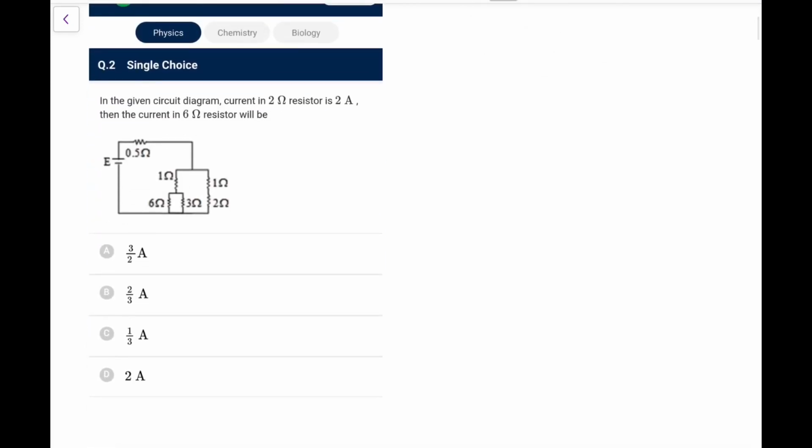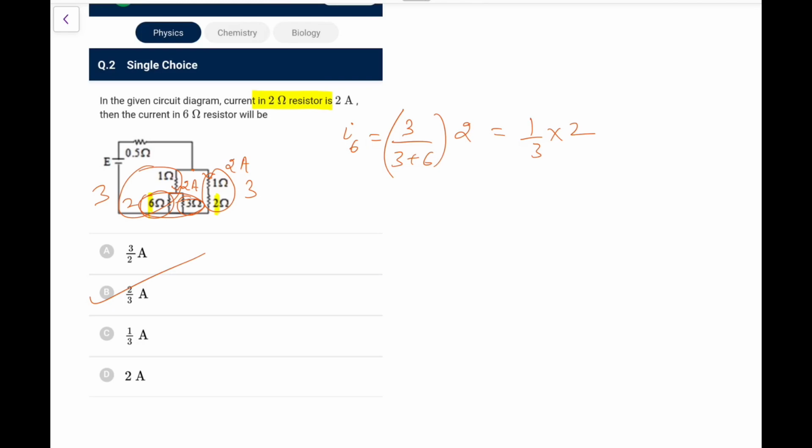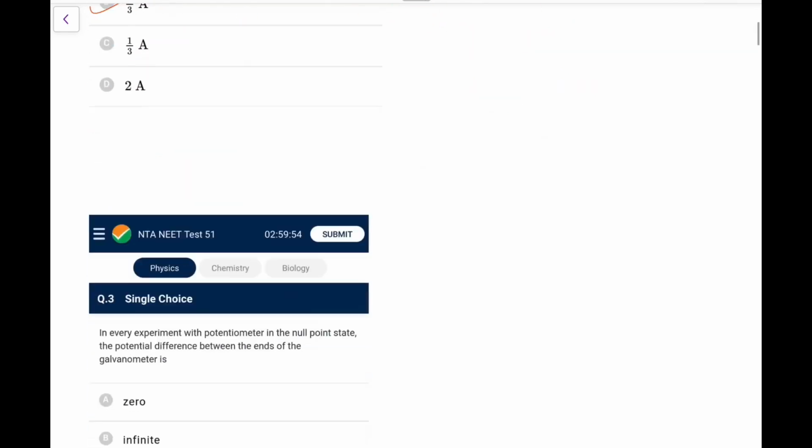Next one. In the given circuit diagram, the current in the 2 ohm resistor is 2 ampere. Then the current in the 6 ohm resistor. Just look at it. This complete combination is in parallel. This is 2 and 1, 3. This 6 and 3 is 2. 2 and 1 is 3. That means the current will be equal, so if it is 2 ampere here, it is 2 ampere there. Now this 2 ampere has to be divided into 3 and 6. So I through 6 would be, in the inverse ratio, 3 upon 3 plus 6 into the complete current, which is 2, flowing through this branch. So that comes out to be 1 by 3 into 2, that is 2 by 3 ampere. That's also an easy one, not very tough for you to solve.